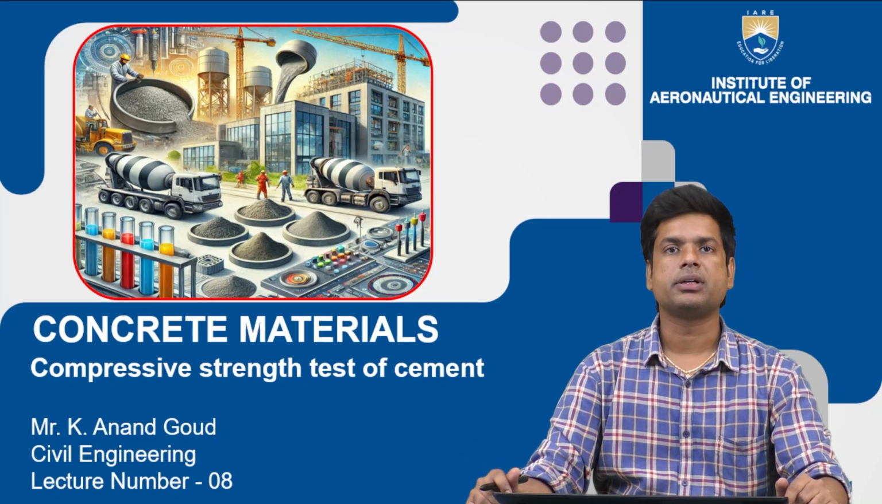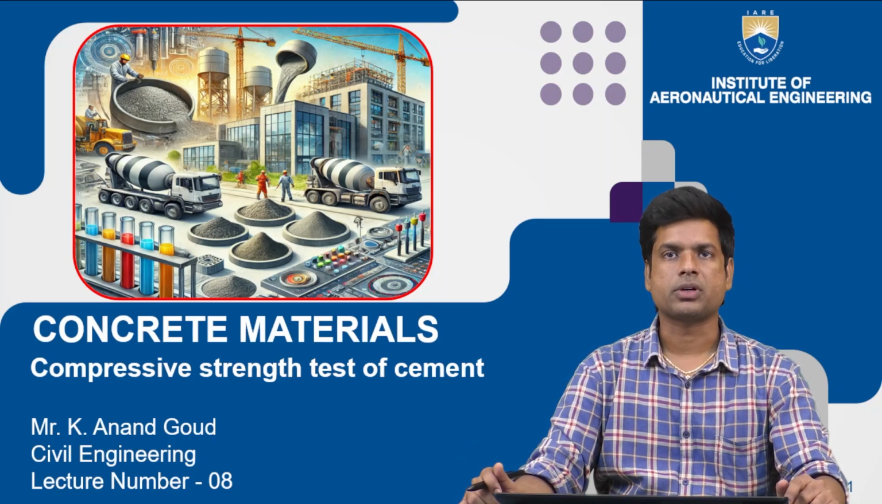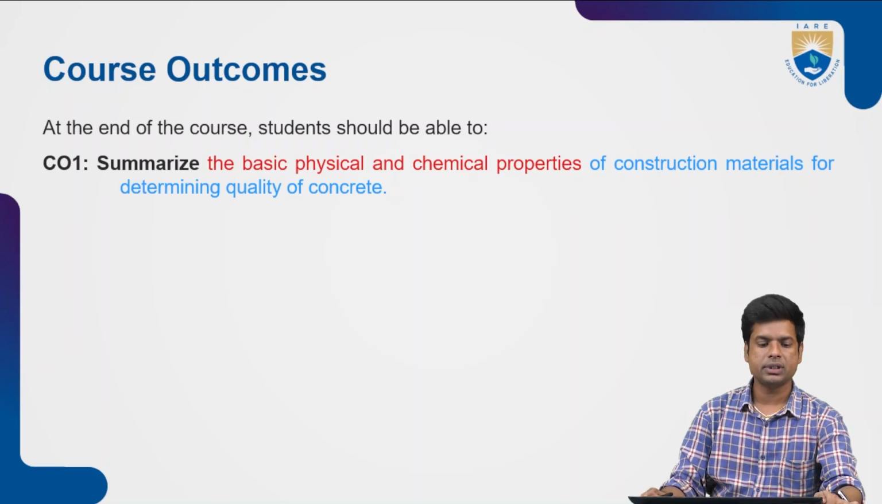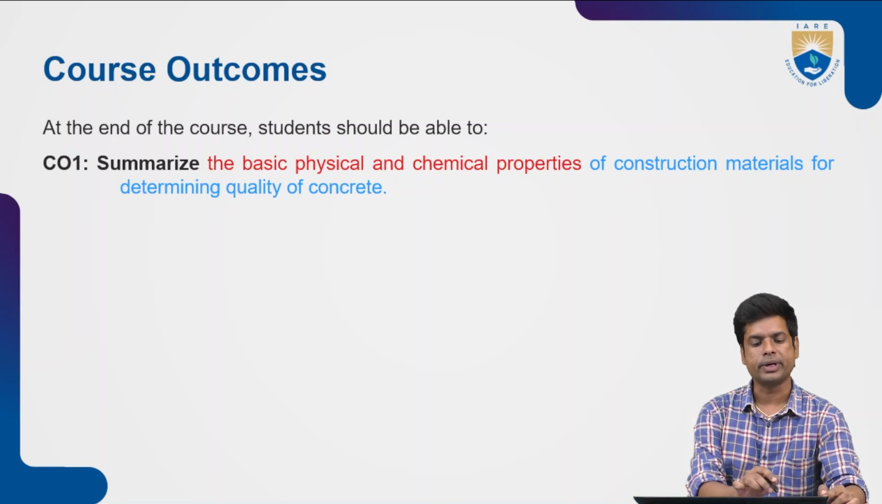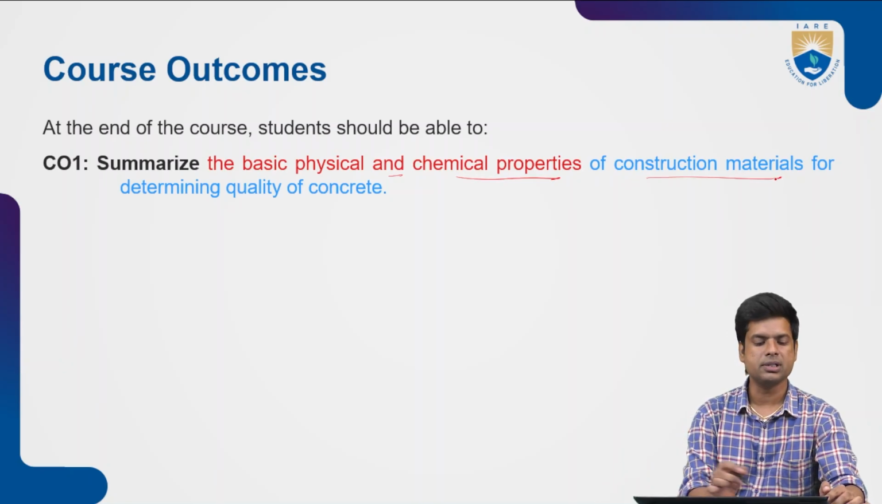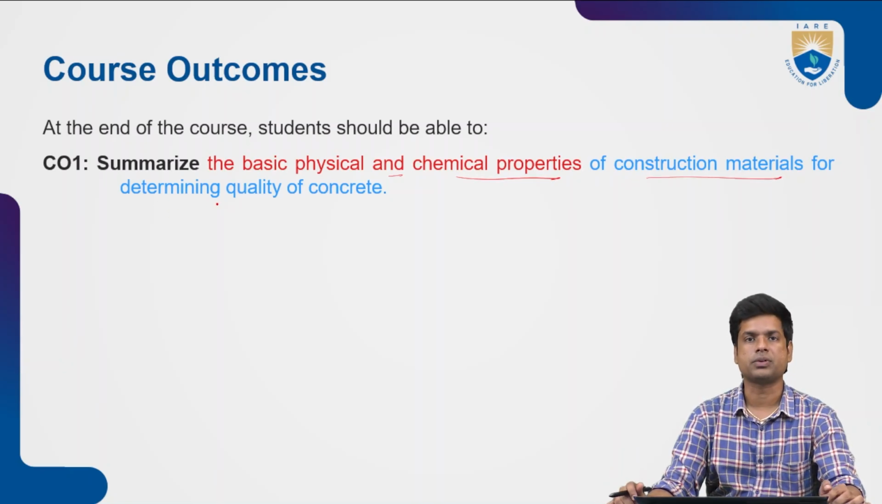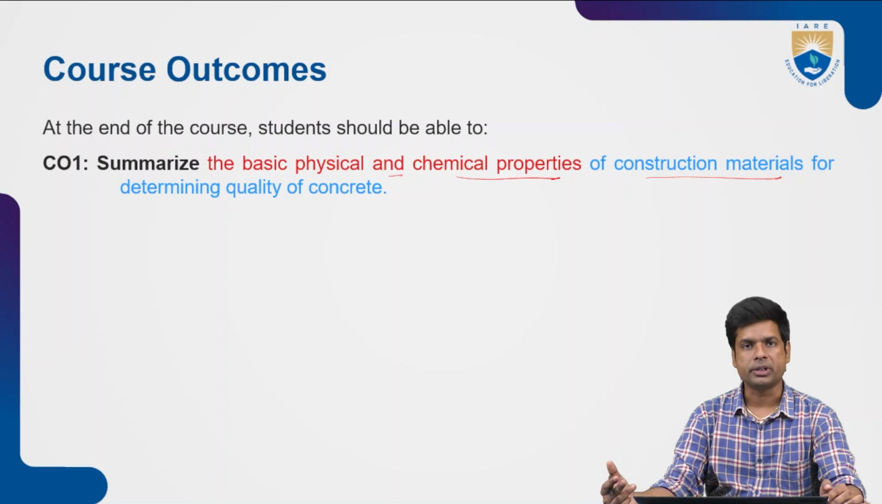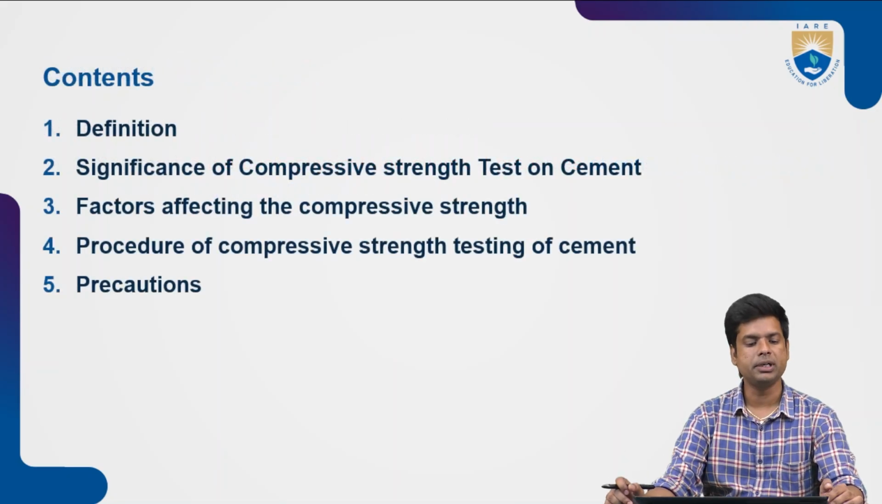Today we are going to discuss a topic from concrete materials, that is the compressive strength of cement. Coming to the course outcome, after learning about this topic, we are going to summarize the basic physical and chemical properties of construction materials for determining the quality of concrete. By learning about this test, we can decide whether the property of the cement is good or bad, whether we can use a particular cement or not. That is the quality of the cement.